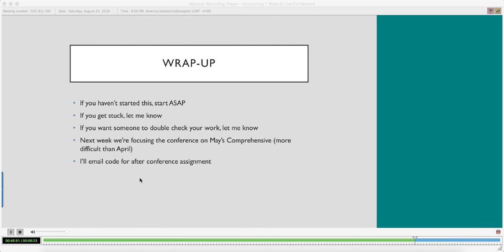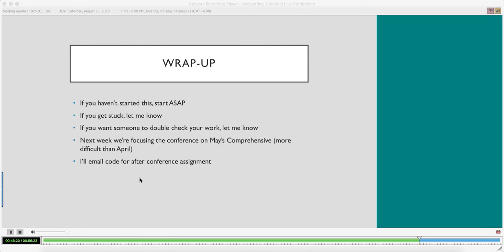But if you haven't started it, start it as soon as possible. If you can't start it, at least look at it, just so you know what you're getting yourself into when you do start it, so that you can leave yourself enough time. So if you get stuck, let me know. With it being on CNOW, I can go in and check your work and see where you're having issues.